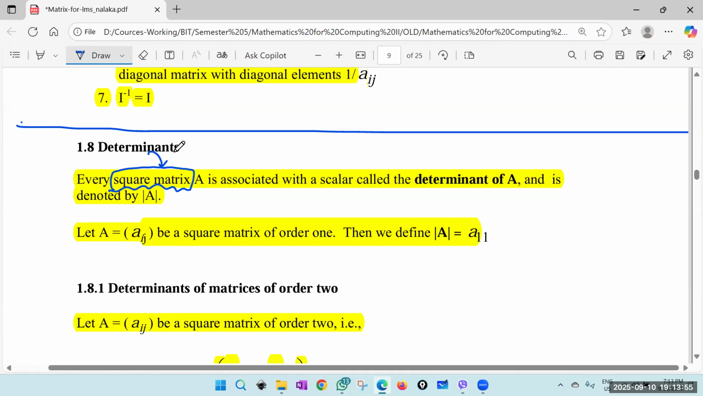Right? Determinant is something like 5, -3, 0. So we can calculate the determinant of any square matrix. Right? And if my matrix is A, as a notation, you can either say determinant of A, or you can use something like the absolute value notation. But it's not absolute value. We use the same notation.